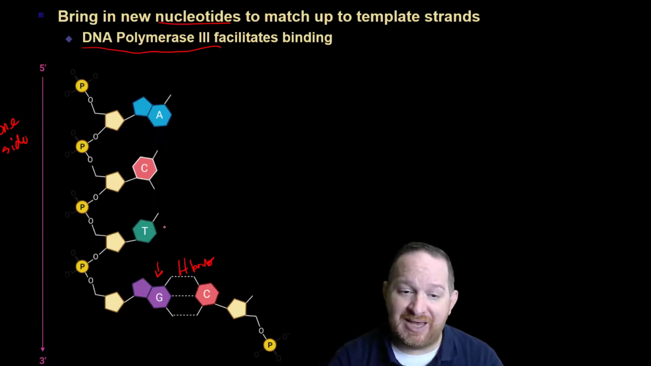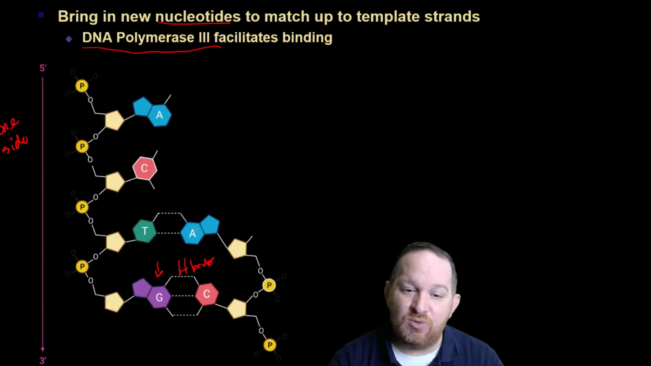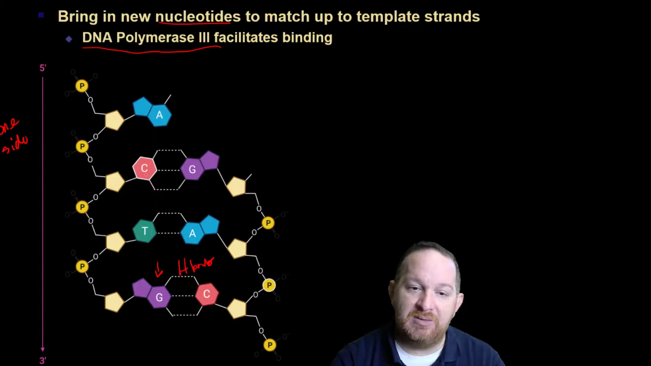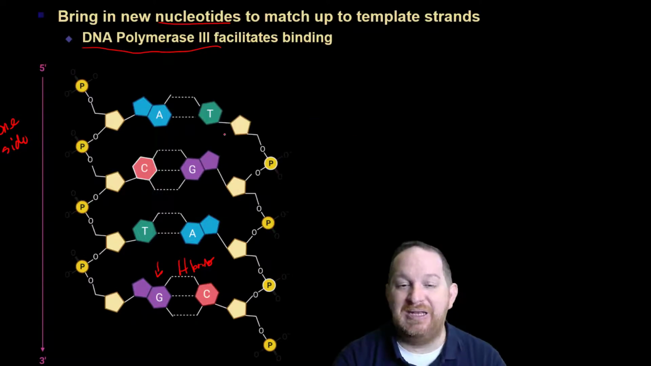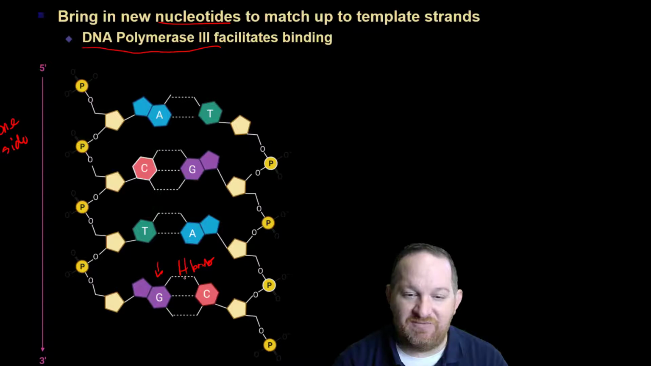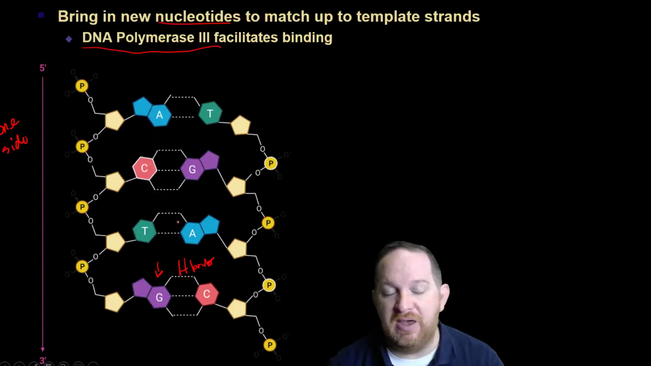So then what would be next? Well, the next one would be an adenine. Adenine will come in, bind to thymine. Then, of course, we're going to have a guanine come in and bind to cytosine. And then these just keep coming in and binding until we get the new strand. Now, just a little thing to note. Remember, guanine and cytosine have 3 hydrogen bonds that hold them together. Thymine and adenine have 2 hydrogen bonds that hold them together.